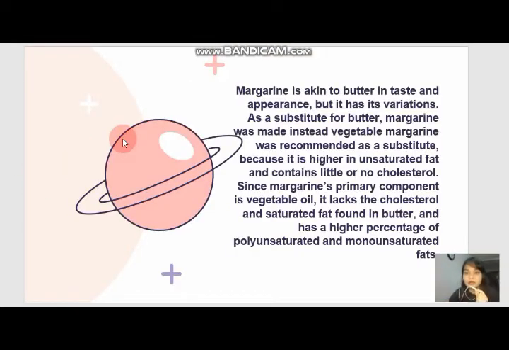Margarine is akin to butter in taste and appearance, but it has its own variations. As a substitute for butter, margarine was made instead. Vegetable margarine was recommended as a substitute because it is higher in unsaturated fat and contains little or no cholesterol at all. Since then, margarine's primary component is vegetable oil. It lacks the cholesterol and saturated fat found in butter, and it has a higher percentage of polyunsaturated and monounsaturated fat.